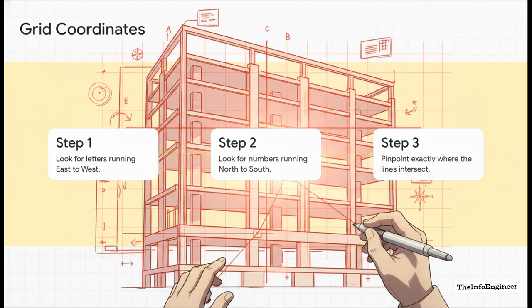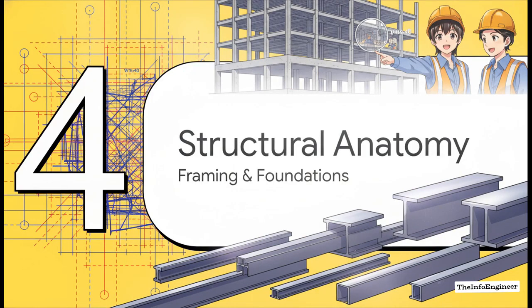Step 1, look along the top or bottom for letters, A, B, C. These usually run east to west. Step 2, look along the sides for numbers, 1, 2, 3. These run north to south. Step 3, just pinpoint the intersection. So if an engineer calls you and says there's a clearance issue at column B3, you don't panic. You just trace line B and line 3 until they cross on the page. It is exactly like finding X and Y coordinates on a math graph. Okay, Battleship. I can do that.